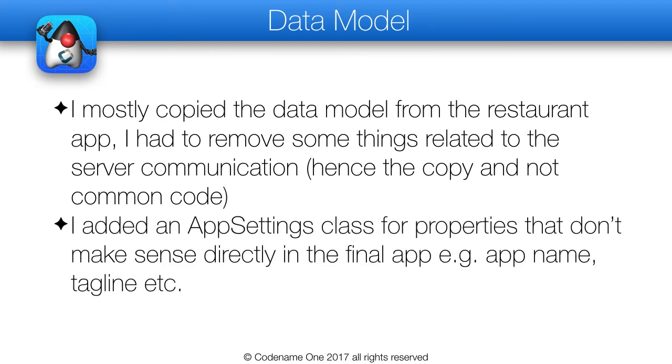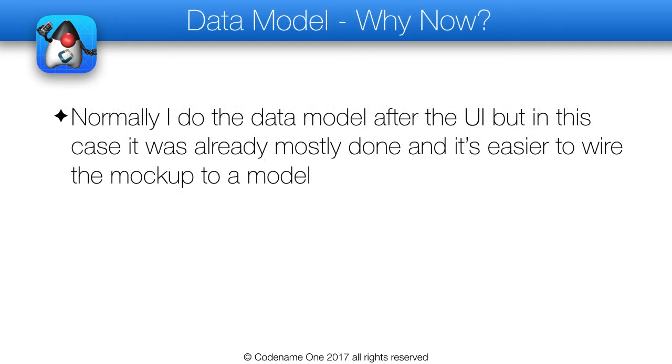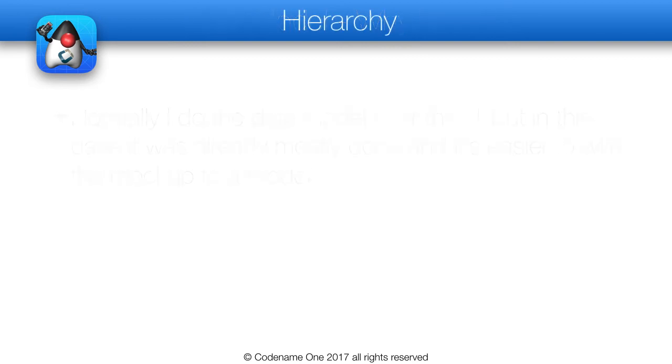For code specific for the app, I added a new app settings class. This is a class mostly for data related to the code generation. I did the data model now because it was already implemented for the most part. Just like I did the UI first for the restaurant app, as it was already shown in the PSD. In this case, the data model is a good foundation to build on top.